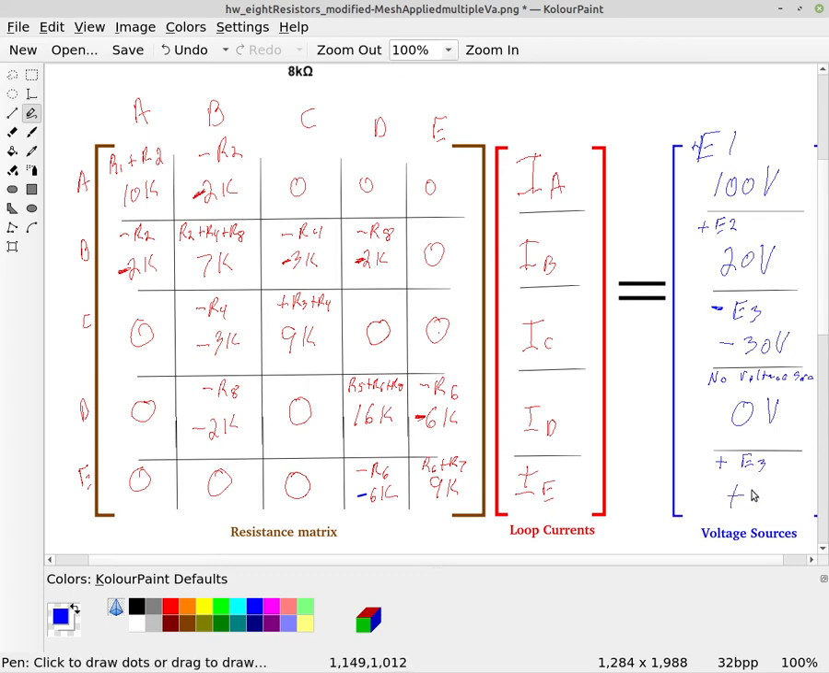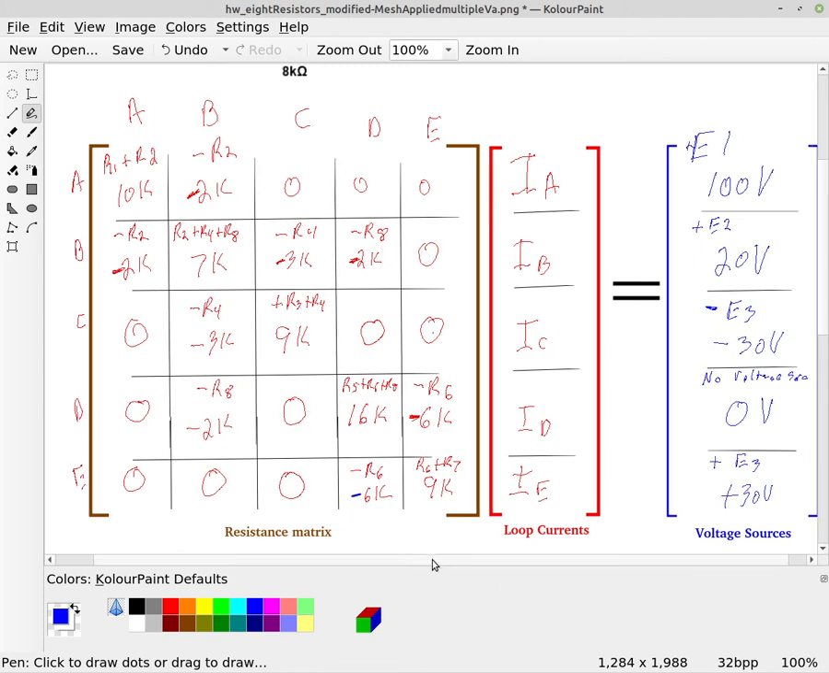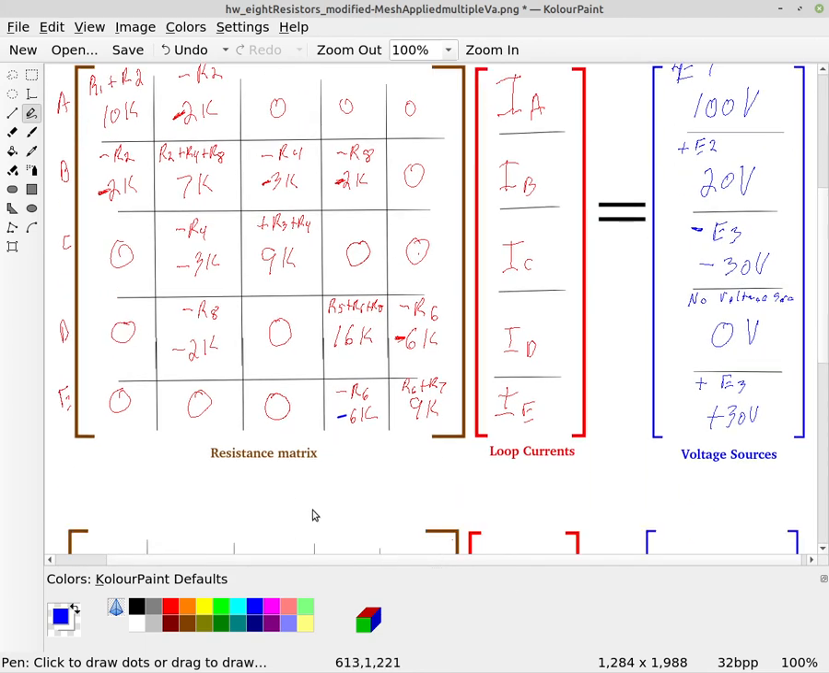And so that's going to be a positive 30 volts. So there is our layout. So now remember, this is basically resistance matrix R times a loop current I is equal to a voltage V. And so when you set this up, you effectively end up with something like Ohm's law. R times I equals V.